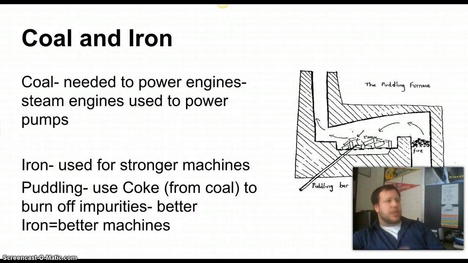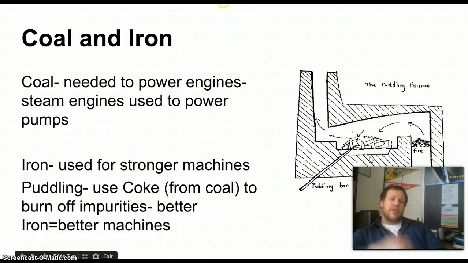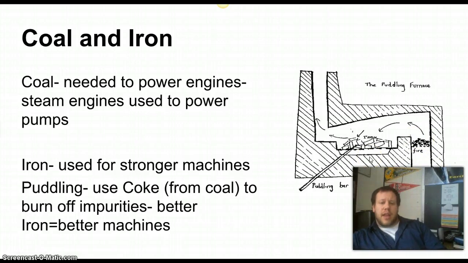If you need more and more machines, you need better iron, better strong materials. Now, coal, of course, is needed to power the engines, okay? But coal is also needed to make better iron. Iron is a very, very brittle metal sometimes because it has a lot of impurities in it. A new process called puddling made it so that you could have a better form of iron. You'd put iron inside this furnace here, heat it up really, really hot, and introduce something to it called coke. Coke is a special type of coal that was made, and that would help burn off all those impurities in the iron. And this iron was a better source of iron.